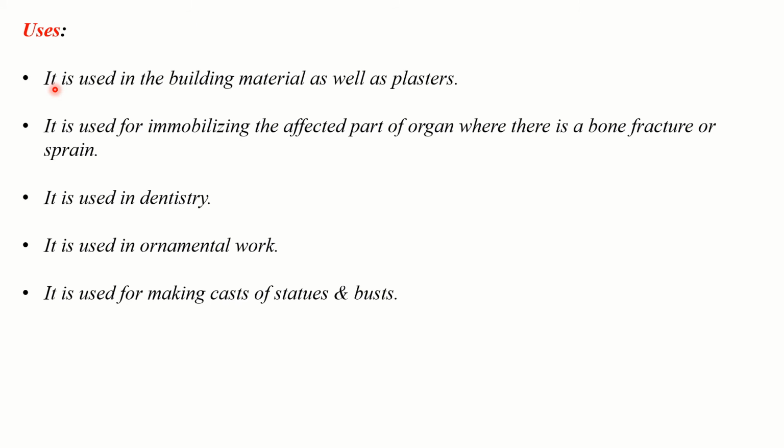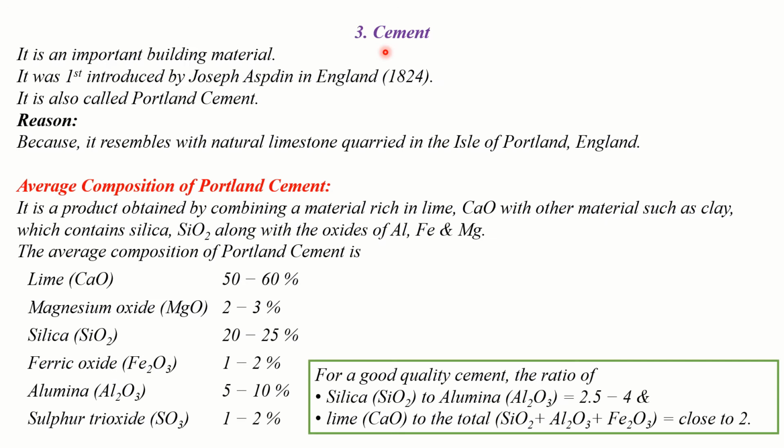Plaster of Paris is used in the building material as well as plasters. It is used in surgical bandages for plastering, that is, immobilizing the affected part of the organ where there is a bone fracture or sprain. Plaster of Paris is used in dentistry, in ornamental work, and for making casts of statues and busts. Cement. It is a commercially important building material.